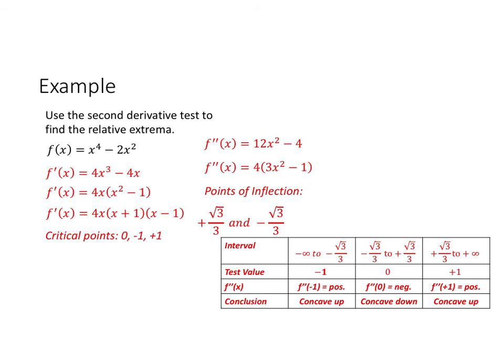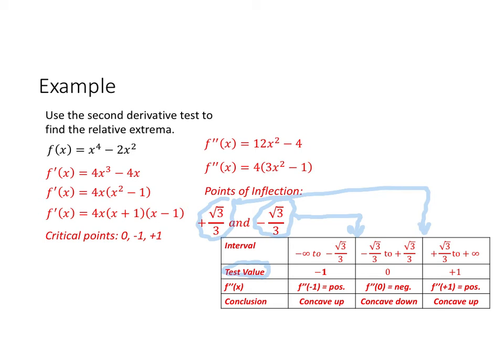All right, so let's create a table based on what we've got here. So I've got our critical points here, and they're going to be our test values, if you will, okay? So we got -1, 0, +1. We have our points of inflection, if you'll notice, minus the square root of 3 over 3. That basically corresponds to this point here, all right? And plus the square root of 3 over 3 corresponds to this point here.